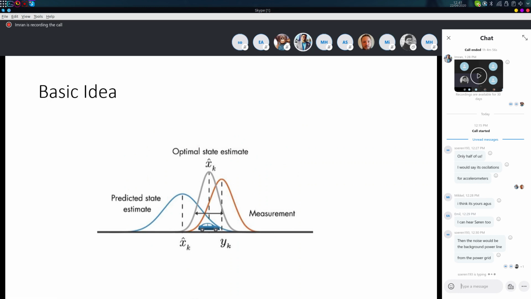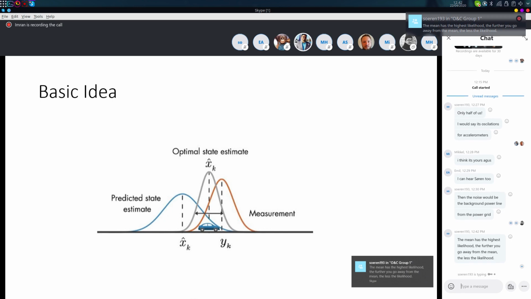I think it's x hat k minus that point, so that we get the area between these two. Yeah, what I mean is that if you look into the curve, this is like a bell. So it has a peak, and it has two tails, right? So what is the interpretation of the peak and the tail? It corresponds to what? Yes, exactly, Soren.